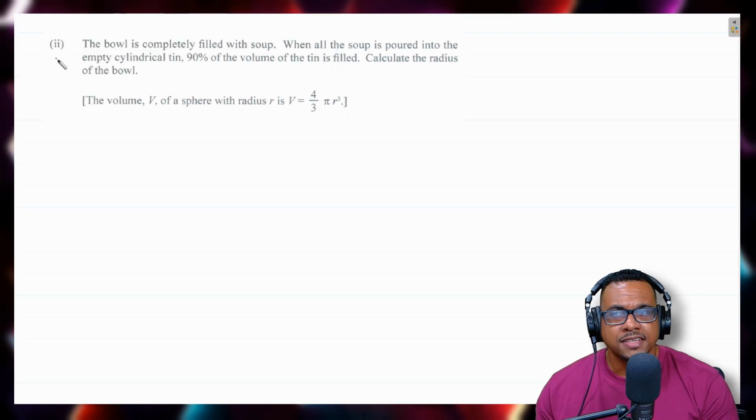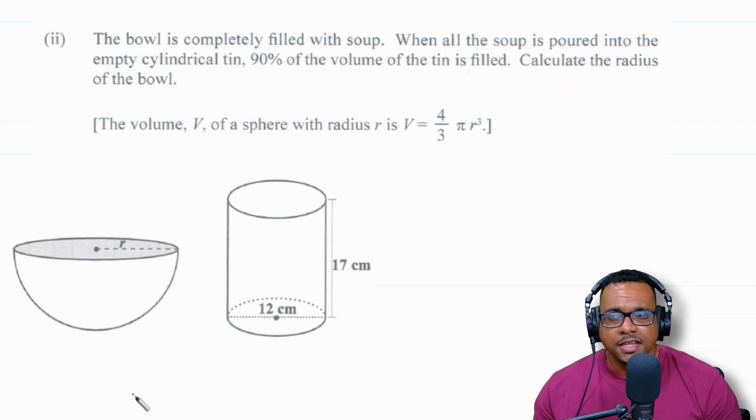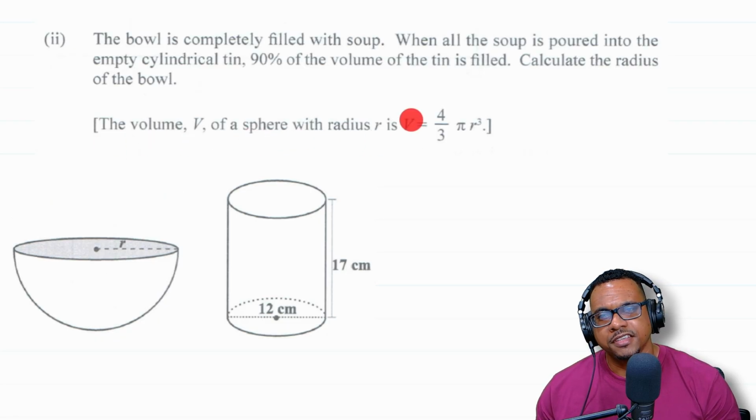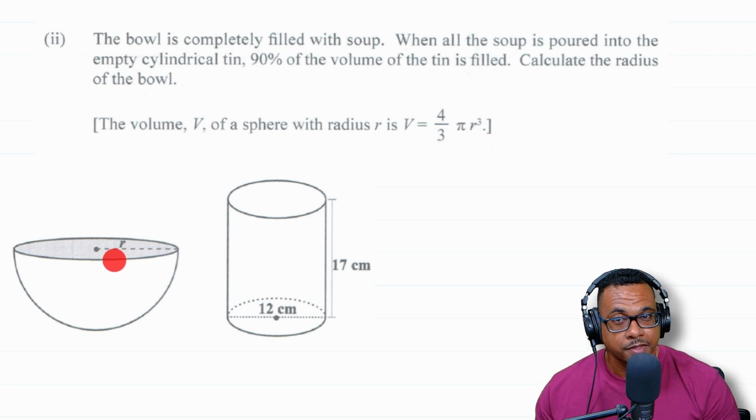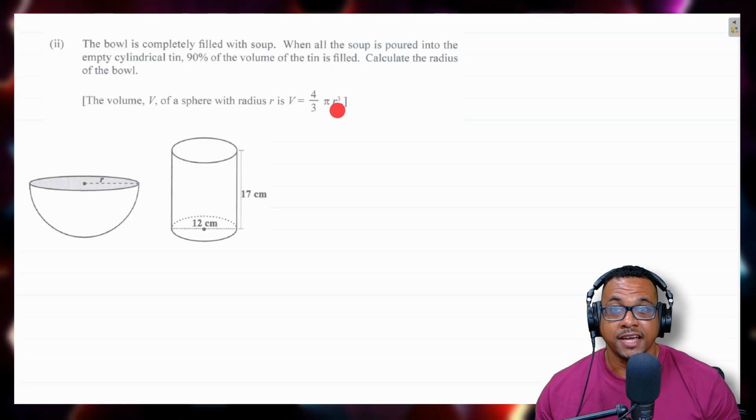Now moving on to part A, part 2, we have the bowl is completely filled with soup. When all the soup is poured into the empty cylindrical tin, 90% of the volume of the tin is filled. Calculate the radius of the bowl. So looking at the shapes, the bowl is half of a sphere. That's why they gave us the volume V of a sphere with radius r is V is equal to 4/3 pi r cubed. So this is the volume of a whole sphere. But what we have here is half of a sphere. So the volume of this bowl will be half of 4/3 pi r cubed.